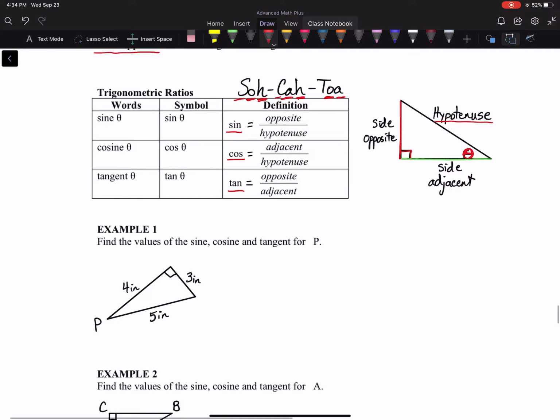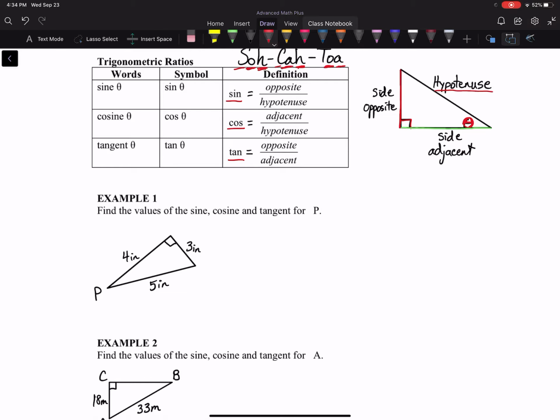So I suggest write it down every time when you're working the problems, and by the time you are ready to do it on your own, on a test, you will have them memorized. So you do need to memorize them though.